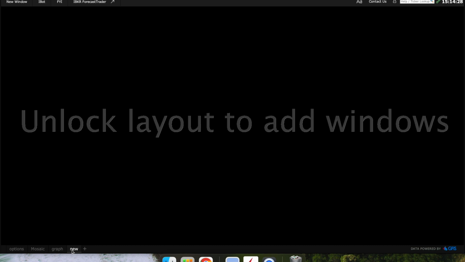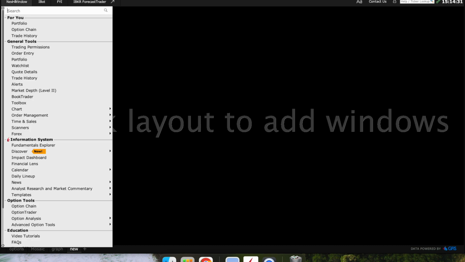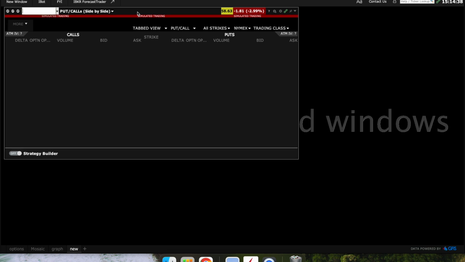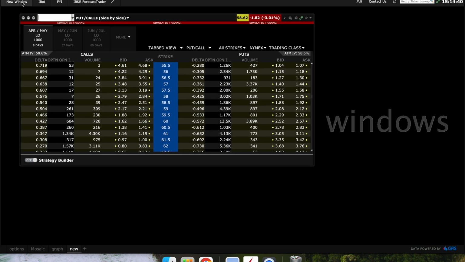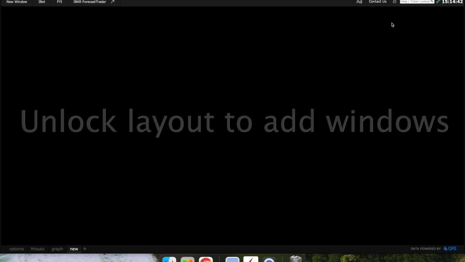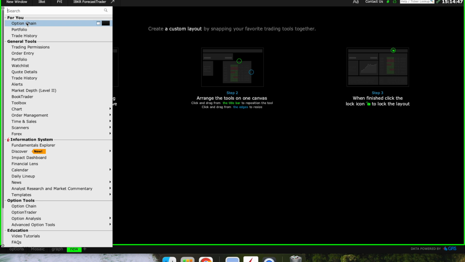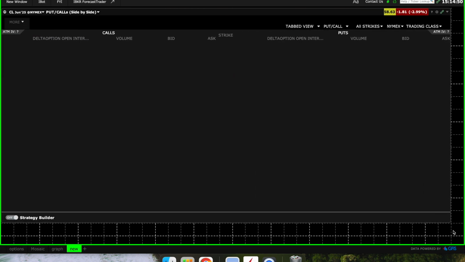I also have a graph window, which I don't really use, as you can see. So let's say we opened up a new tab, and we want to get the option chain over here. So I will go ahead and click option chain. Actually, I think we need to do this. There's a little lock here that you have to unlock to be able to put things within the tab.